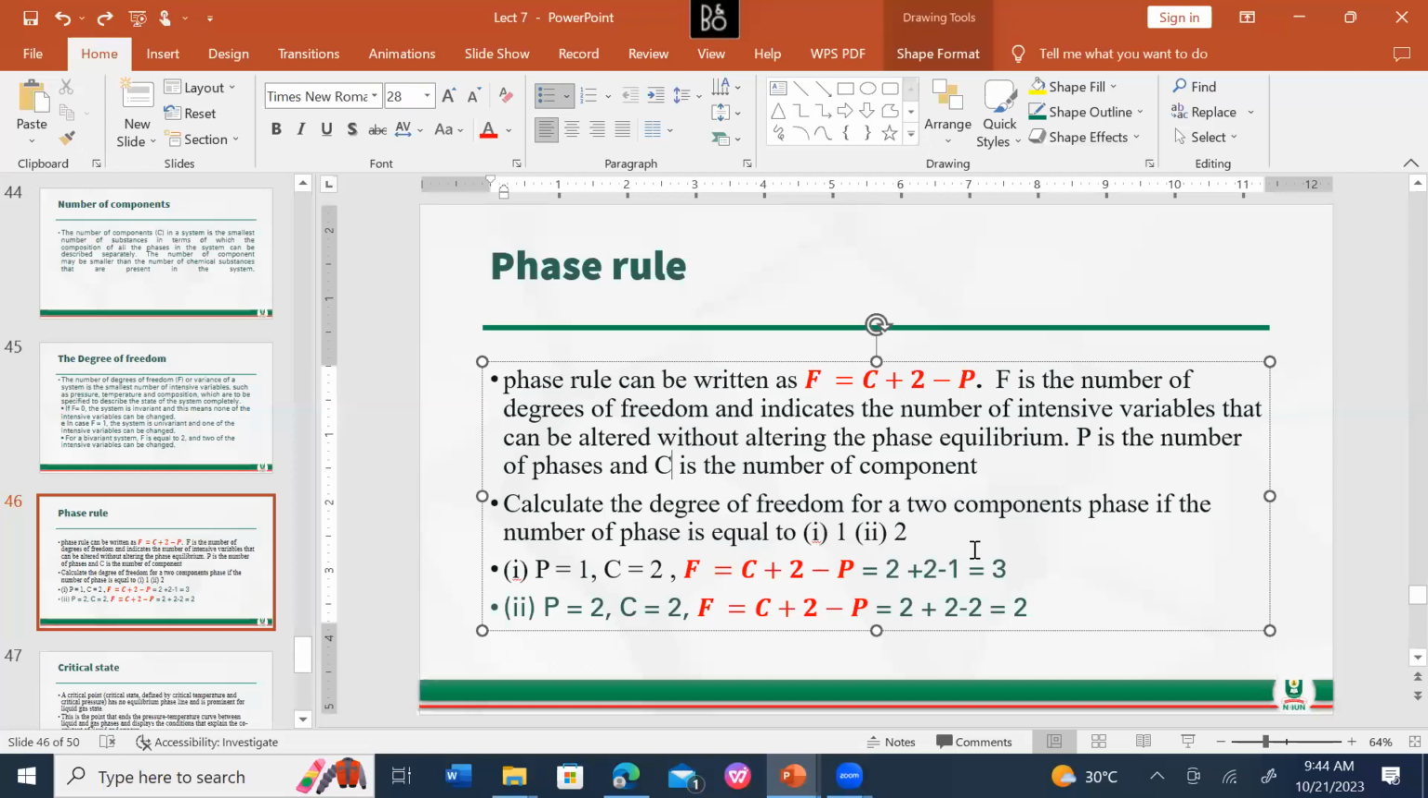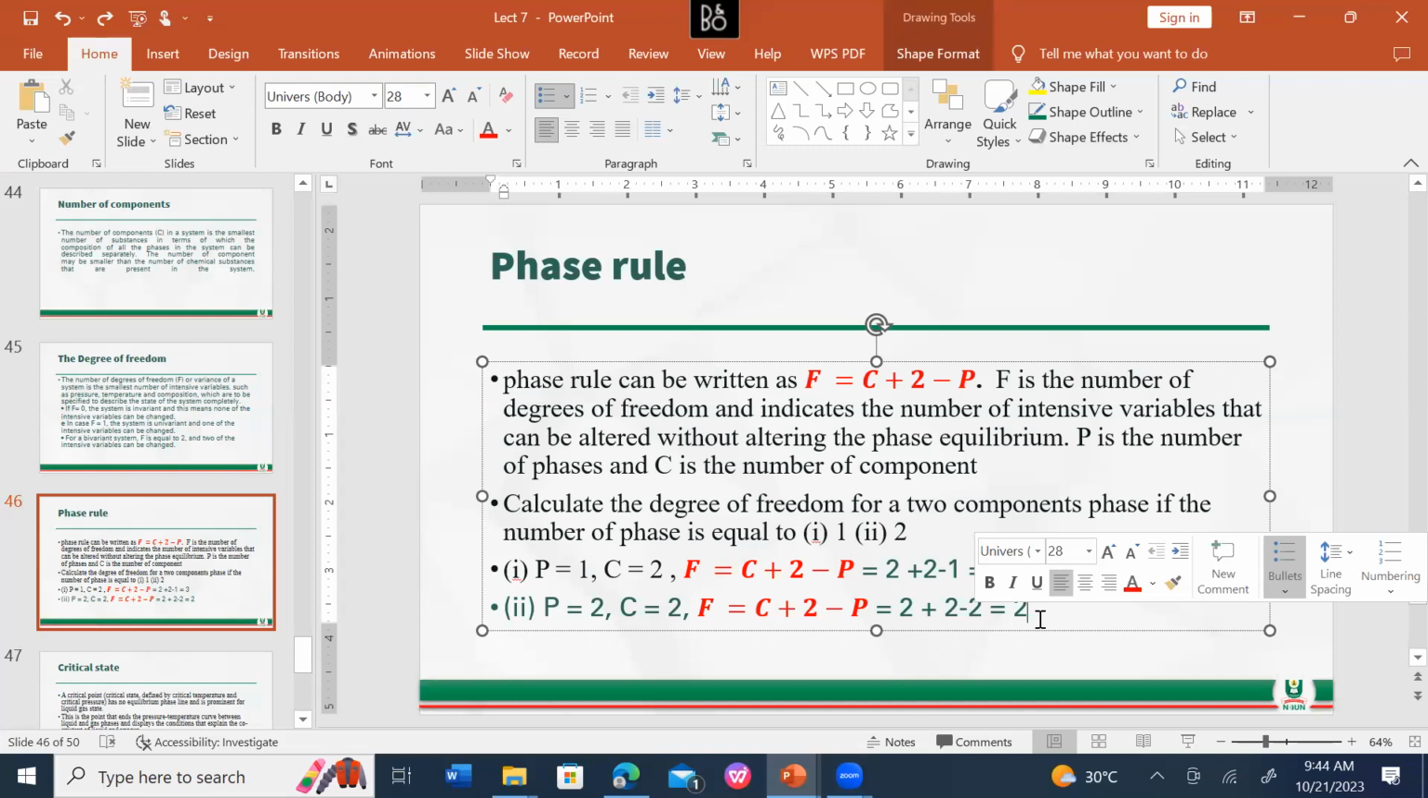So calculate the degree of freedom for a 2 component phase if the number of phases is equal to 1, 2. Now you see the number of phases in one of them is 1 and the other one is 2. The component is what? 2. So you now say this is the C, where we have C will be 2 and where you have P will be 1. That one will be 2, and that is the answer there.